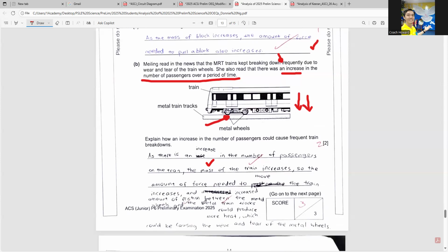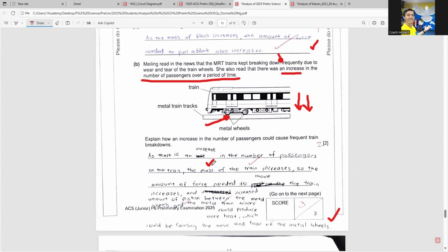So what will happen? This will increase the amount of friction between the metal wheels and the train track, producing more heat, which could be causing the wear and tear of the metal wheels. What a perfect answer this student has given. He was awarded a full 2 marks.